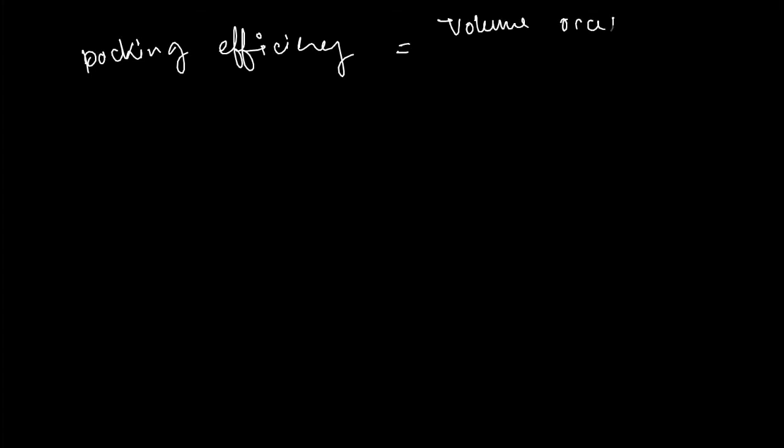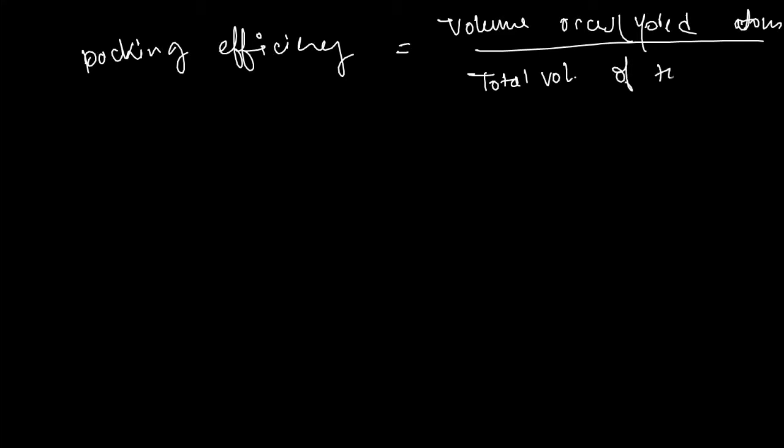And next, a very important thing that you have to know is how to calculate packing efficiency or packing fraction. The calculation rule is we have to know the total number of atoms present per unit cell. That means we have to know the volume occupied by all the atoms and the total volume of the unit cell. Now this one is packing efficiency.